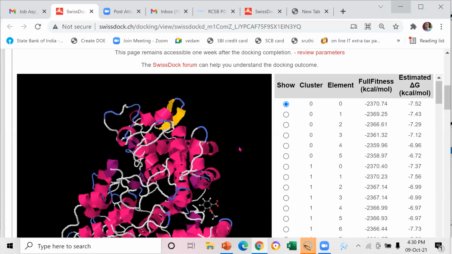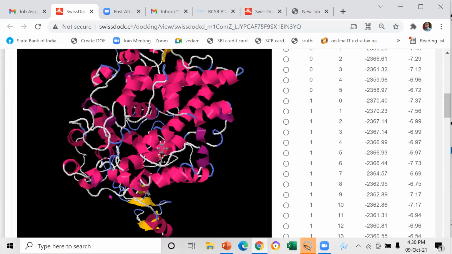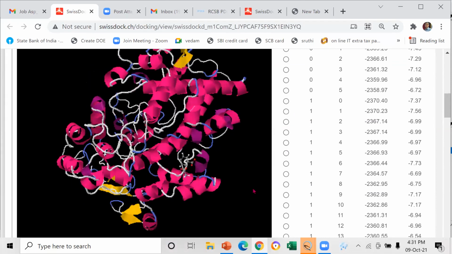So always use the same software. Don't do some compounds in one software and the rest in another. It's totally wrong. If you have one software, do everything in that software.